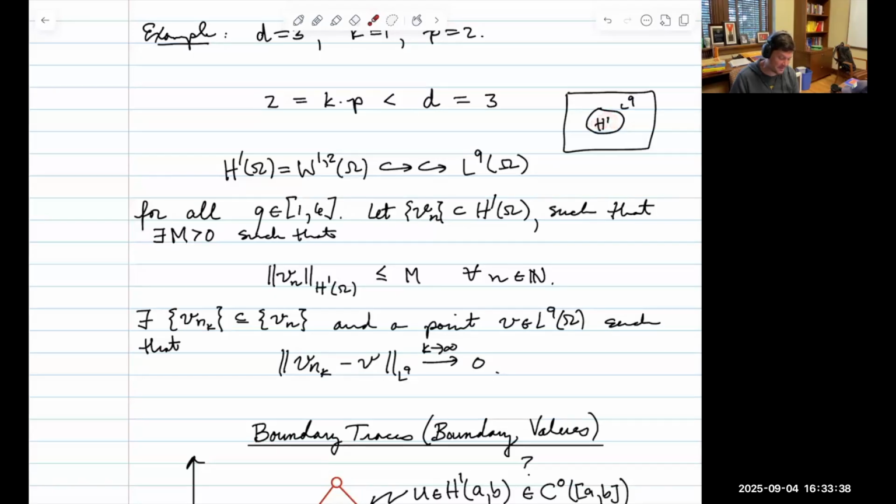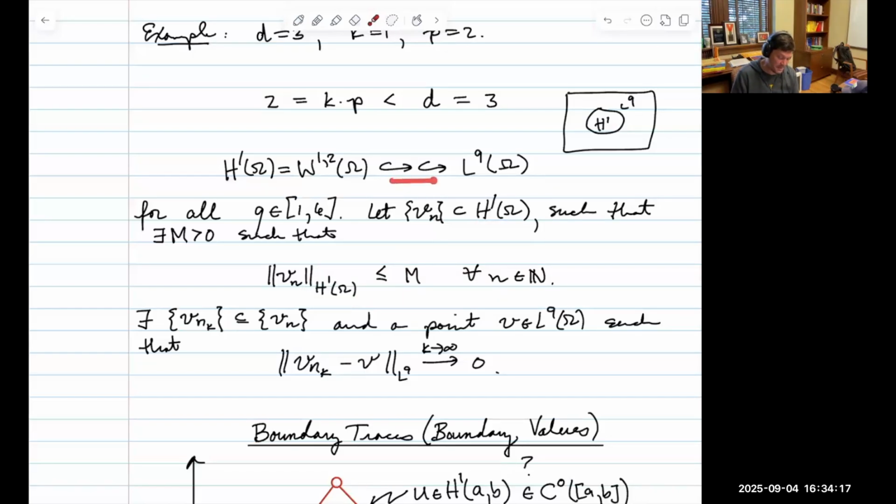A sequence just means it's a bunch of points moving around in that little set, indexed by n. And let's suppose that it's a bounded sequence. A bounded sequence means that there is some m such that for all indices n, the norm of Vn in H1 is less than m. That's what it means to be a bounded sequence in H1. If you replace this by H2, then the norm here is going to be the H2 norm, and boundedness means the same thing.